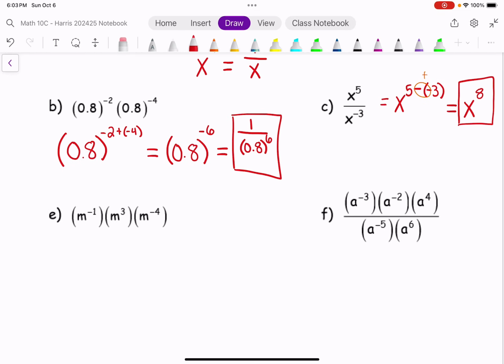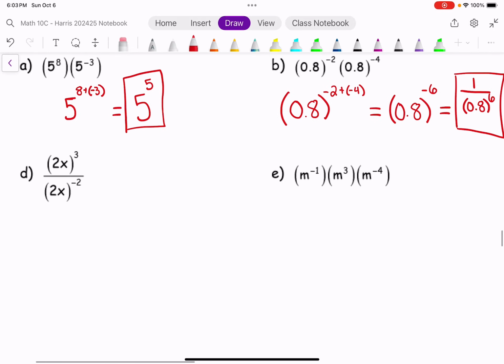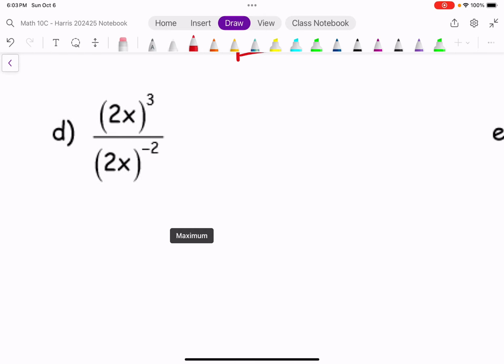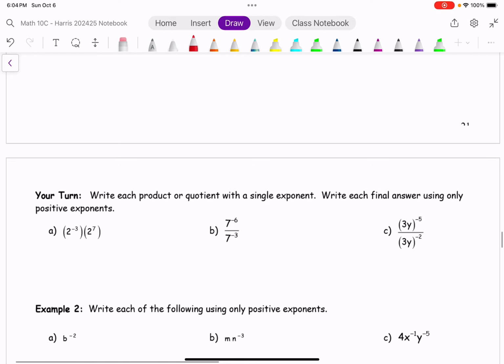We just need to make sure that if I have a negative exponent, I'm moving it down, and if you have a positive exponent, switching it that way. I'm going to let you guys finish these off, and you're going to do the your turn.